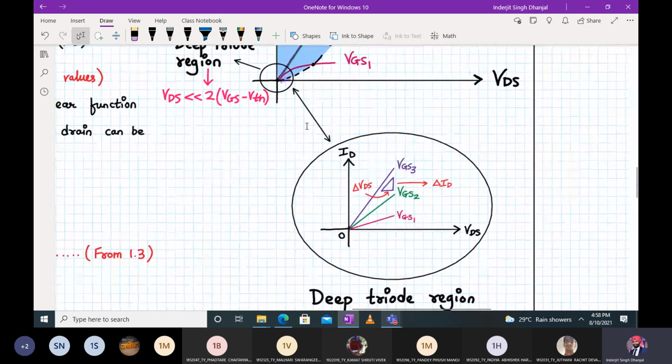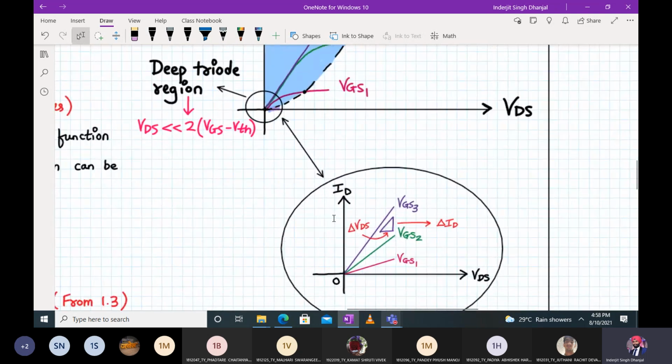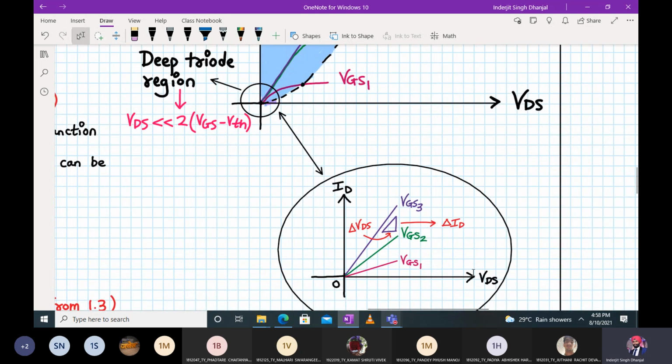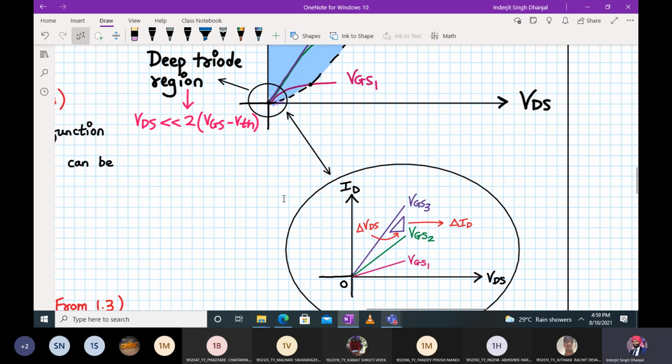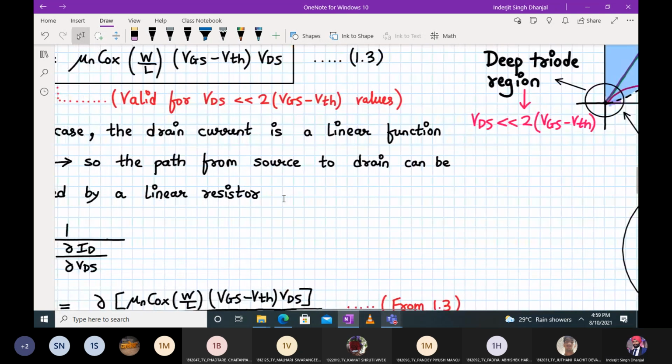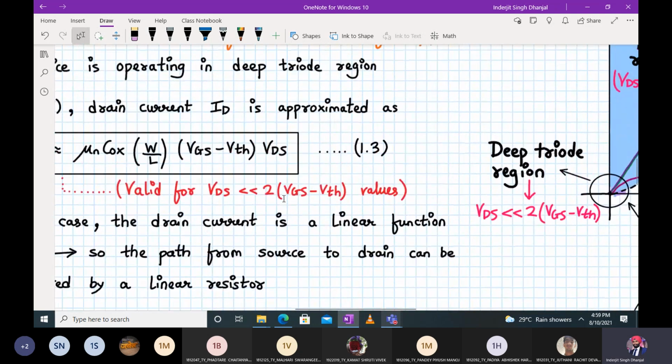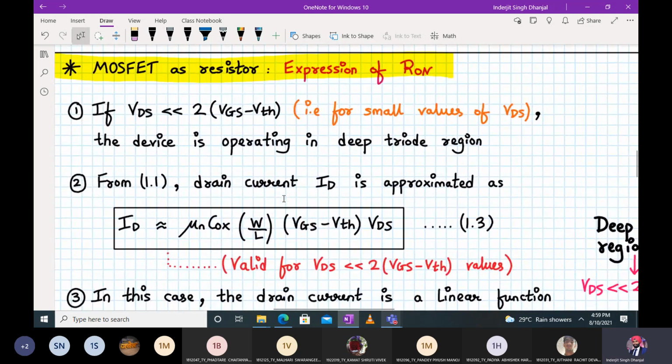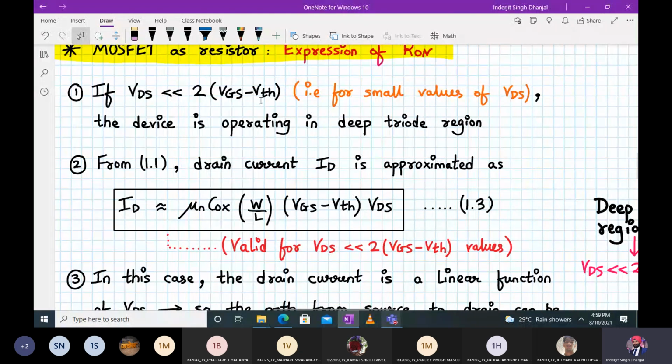You got the idea: whenever you have a linear relation between voltage and current, we can say that the particular device characteristics can be linearized and can act as a resistor. So if VDS is very much less compared to twice VGS minus VTH, that is, for small values of VDS, your device is operating in the deep triode region.